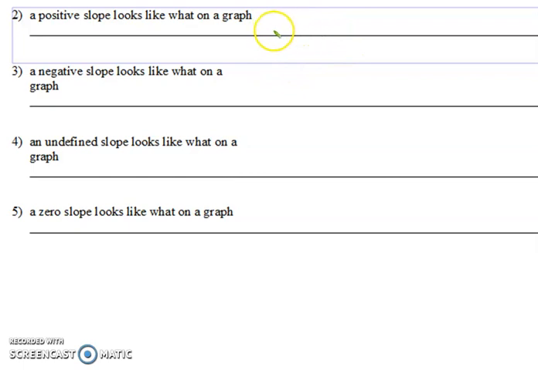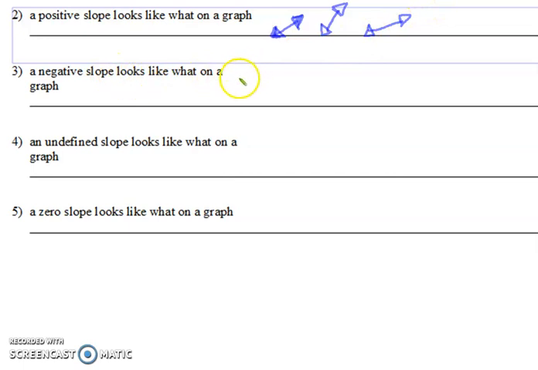All right, a positive slope looks like what on a graph? That would be up and to the right, okay? I don't like using up and to the right, really, but if that's what helps you to think about this, it's going anything positive. So it doesn't matter really necessarily the angle. This would be a positive slope, okay, because they are all going up and to the right.